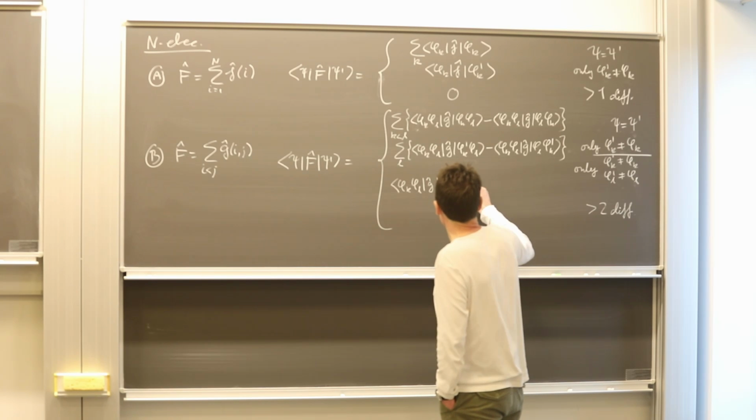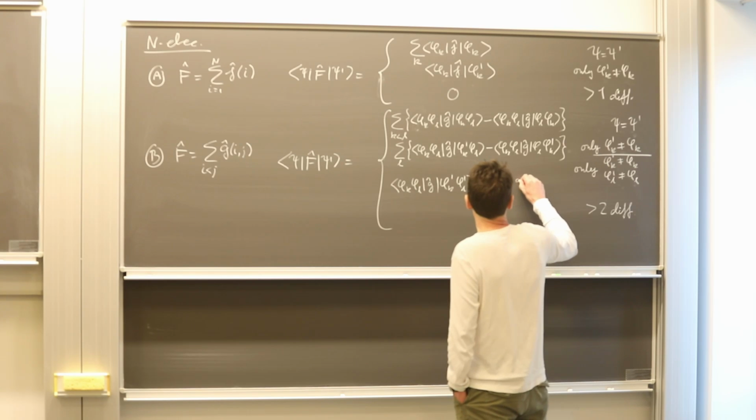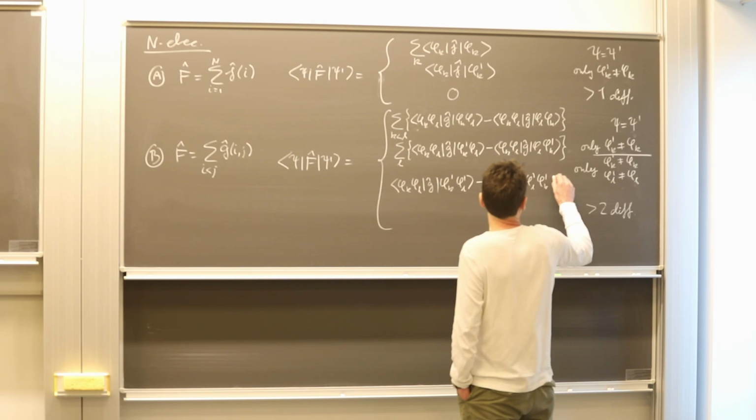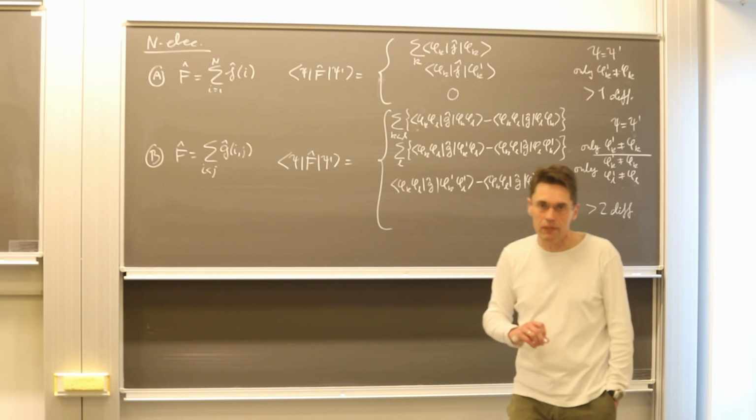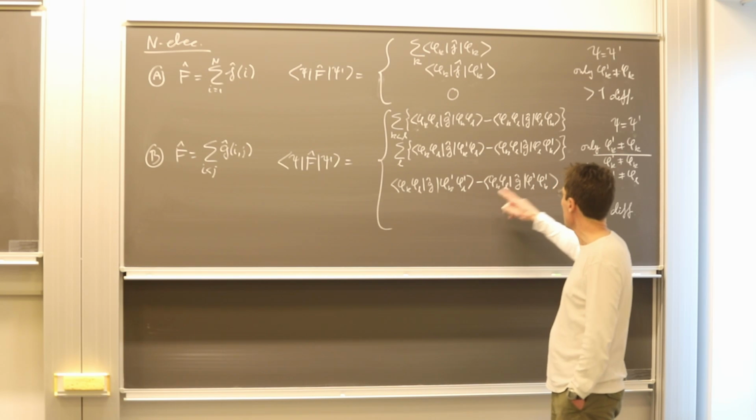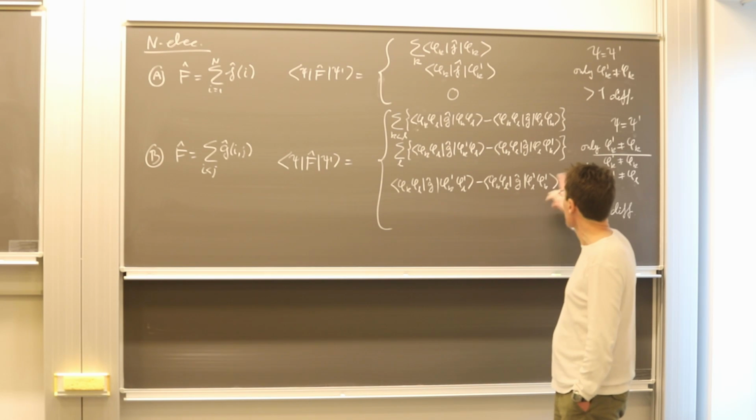K prime, L prime, K L, G, L prime, K prime. That's the only surviving term. If either of those two, K and L, is not operated on by the G operator here, we will get a 0 due to orthogonality.